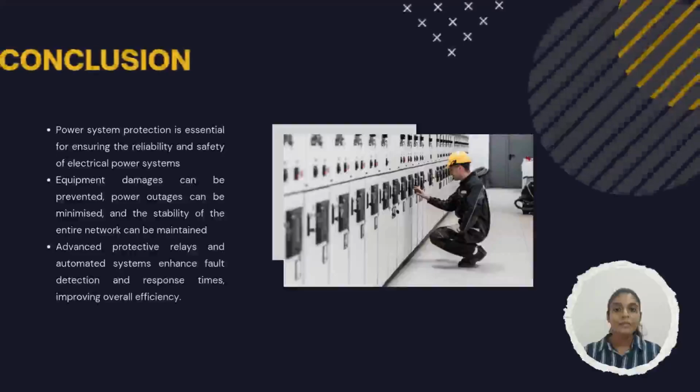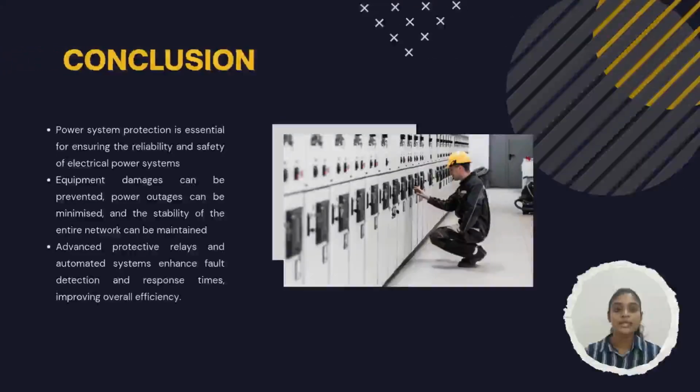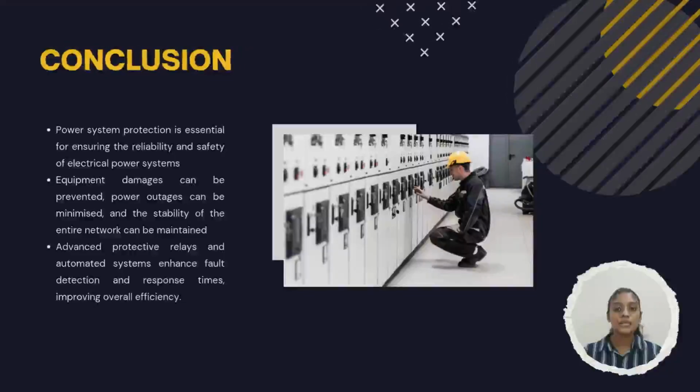As a conclusion, power system protection is essential for ensuring the reliability and safety of electrical power systems. By swiftly detecting and isolating faults, equipment damage can be prevented, power outages can be minimized, and the stability of the entire network can be maintained. Advanced protective relays and automated systems enhance fault detection and response time, improving the overall efficiency.